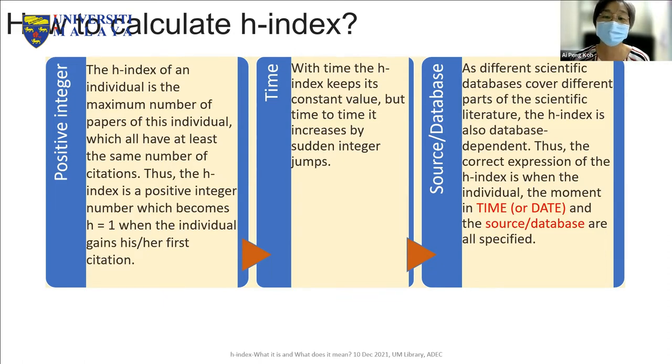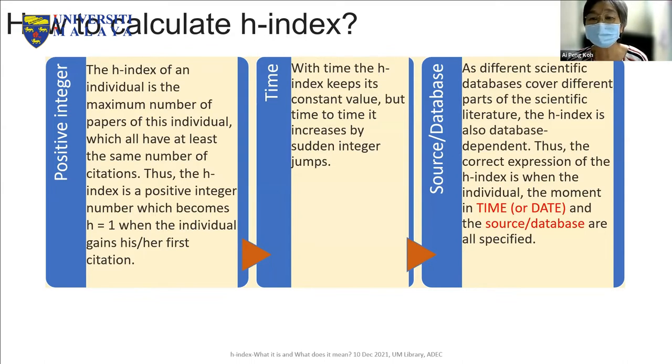That's your H index. Time. With time, the H index keeps its constant value, but from time to time, it increases by a sudden integer jump. When you receive citations for paper A, paper B, paper C, and they accumulate along the way, it reaches a point where it will increase your H index from 2 to 3, from 3 to 4, okay? It goes on, okay?